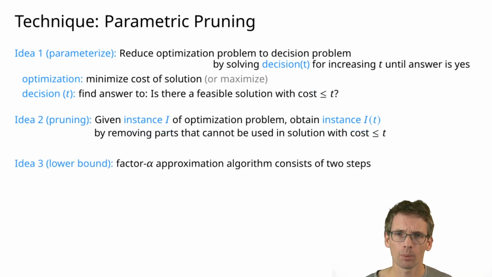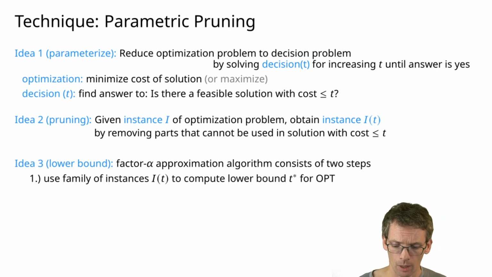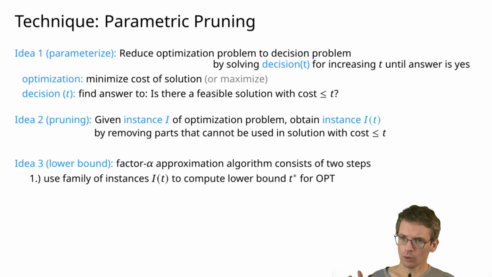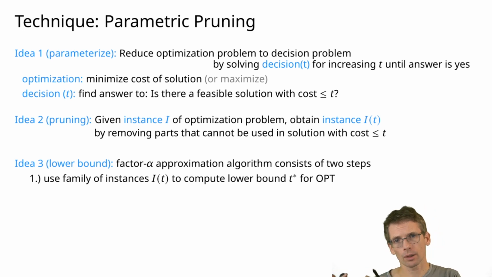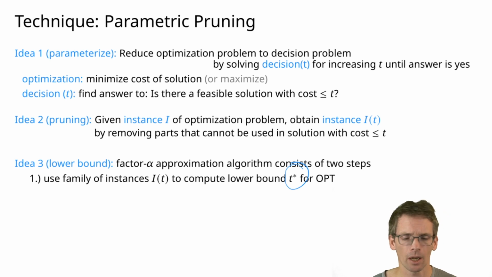First, let's put in our last ingredients, and that is, of course, for approximation algorithms, we will have to somehow find lower bounds. And for parametric pruning, we do it in the following way. We essentially have 2 steps, although as you will see, the steps are essentially done in one. So step 1 is we're going to use a family of instances. So we're going to increase t and we're going to use this to compute a lower bound for opt. So a t star, for which we know t star is smaller equal opt, or opt larger equal t star.